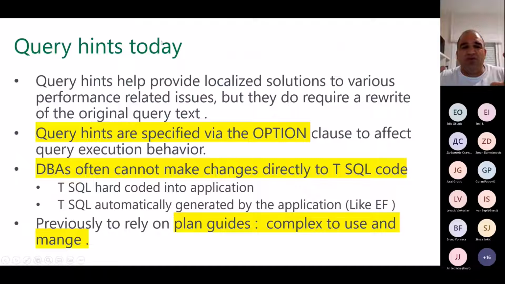So why should you use query store hints today? Query store hints help provide solutions to various performance-related issues. Query hints use the OPTION clause, but you have to change the code. But there are times that you cannot change the code. Why? Because sometimes SQL is coded into the application, like Entity Framework, Hibernate, etc. Sometimes T-SQL is automatically generated by an application like Entity Framework. In previous versions, you had to rely on plan guides, but they are very complex to use and to manage.